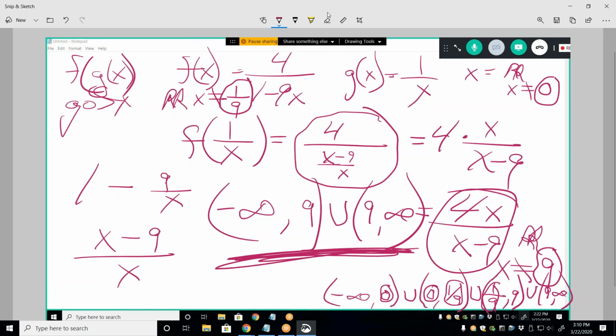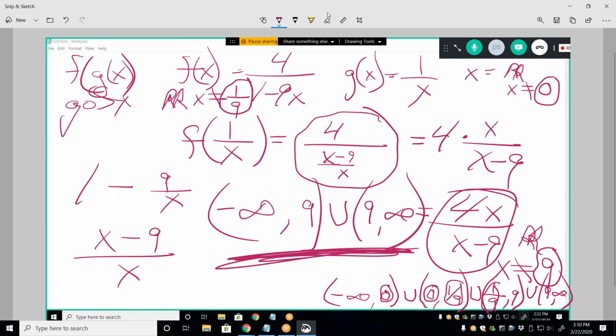Yeah, what are the other 2 choices? Negative infinity to 0 with a union at 0 to infinity. Okay, that would be including the g of x restriction. And then the last one is negative infinity to 0, union 0 to 9, union 9 to infinity. Sounded like the same as the previous one. Do those two differ?